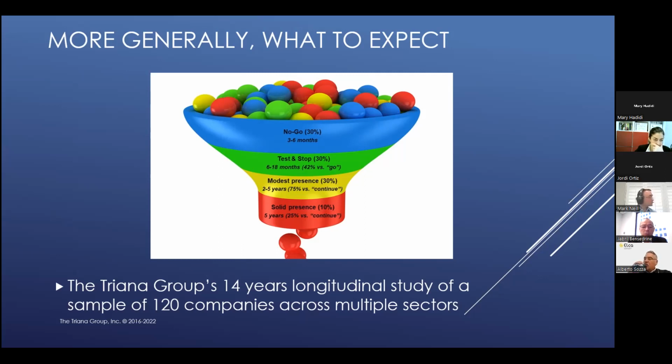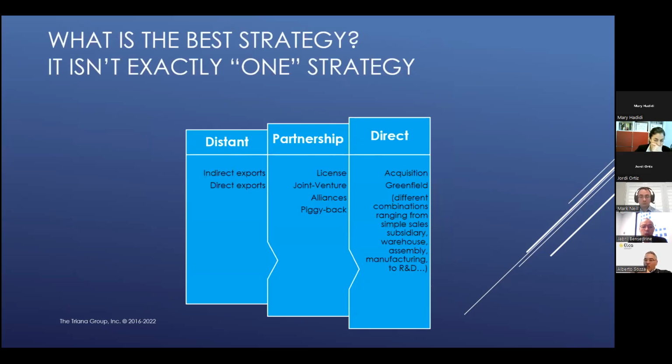So in the next slide, we just have one question, which very often comes up: what is the best strategy? And actually, there isn't one, right? We can't say that exports is better, or partnerships, or direct strategy. The golden rule, from observing again the 120 companies, is that it's a combination of these, and it's evolving.